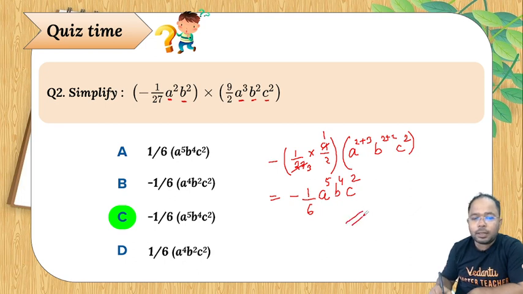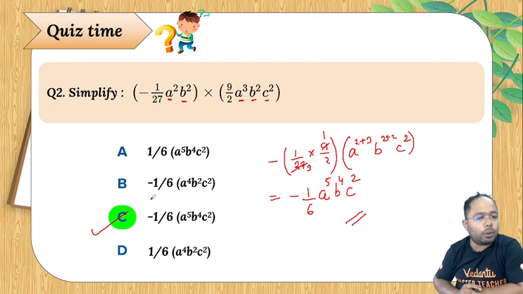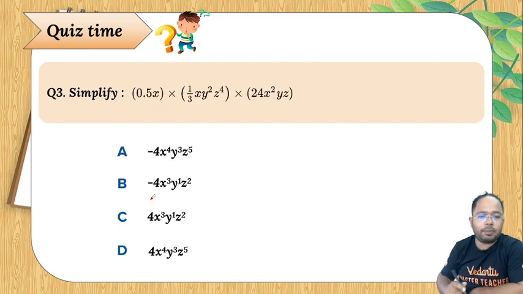So this is the correct answer. That's option C. This is how we can do this question, and the right answer would be option C. Let's move on to the next question.